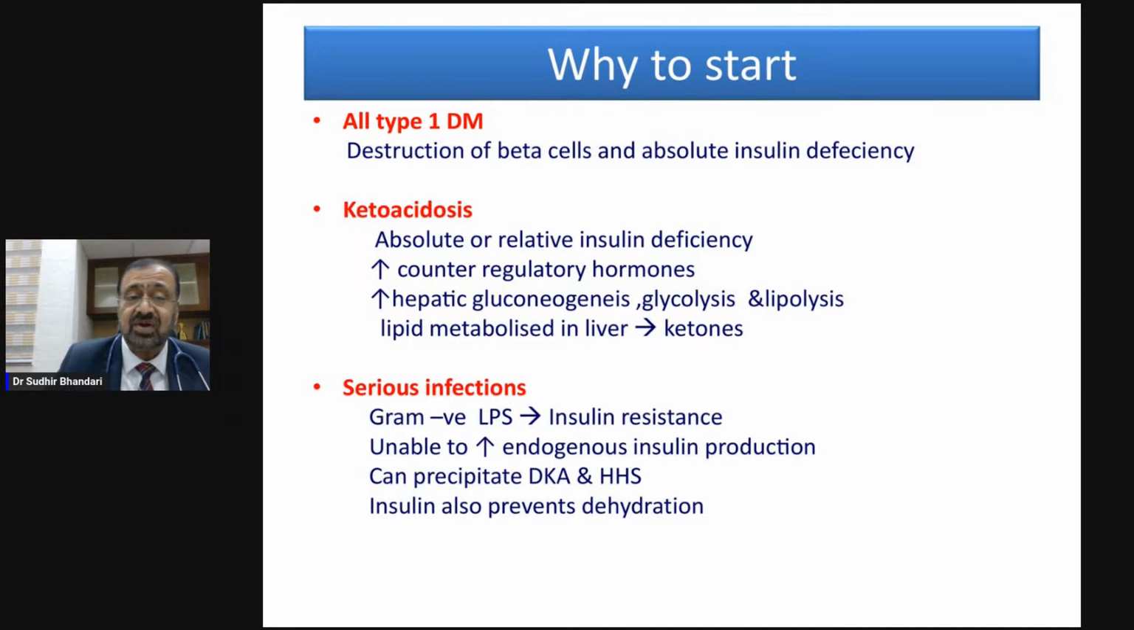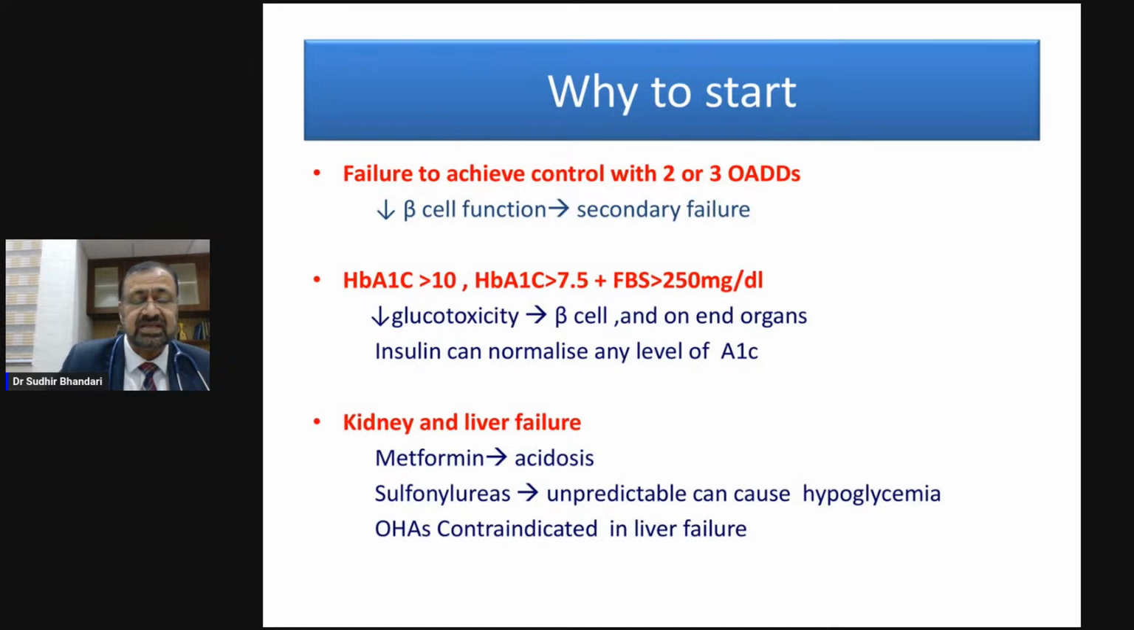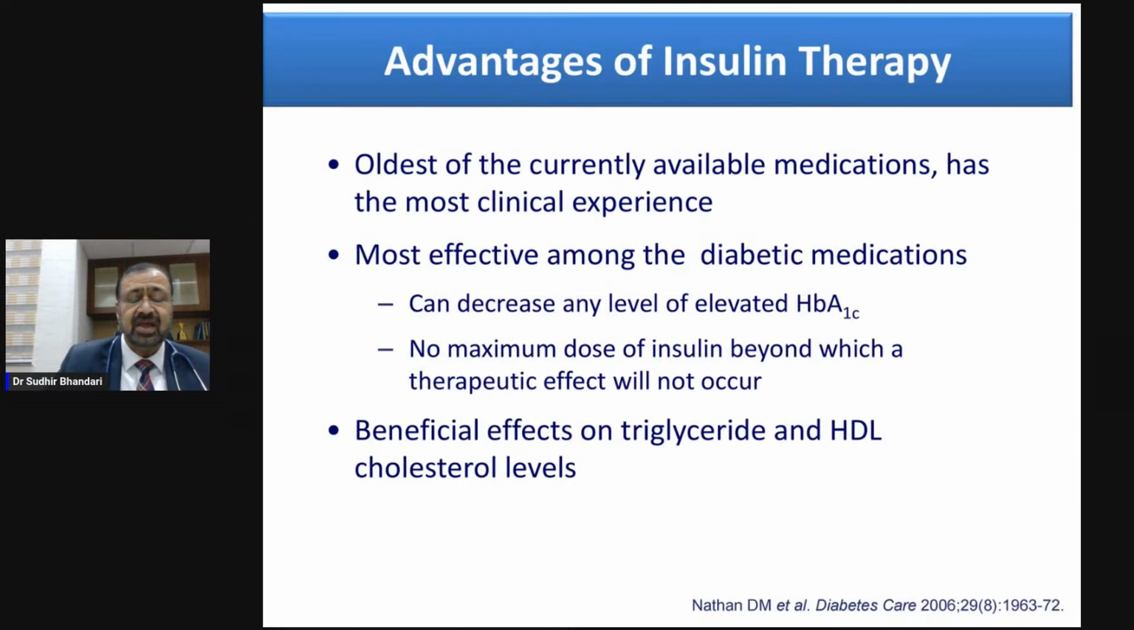Why to start insulin? Because we want to prevent the complications, prevent the ketoacidosis, and prevent the flare-up of serious infections. After, during, and pre-surgery also we need to add on insulin. And same with pre-pregnancy and antenatal to the post-pregnancy. We may switch over to oral, but insulin has to be started. Also, when there is a failure to achieve control with 2 to 3 drugs, when the HbA1c is more than 10 and fasting sugar is more than 250 milligram percent, when hepatic and renal failures are there, we have no alternative than to start insulin.